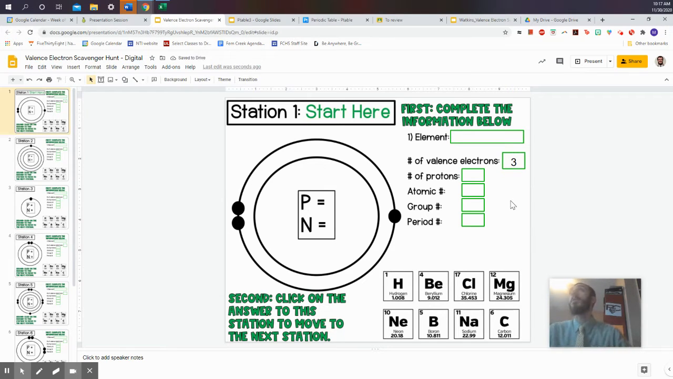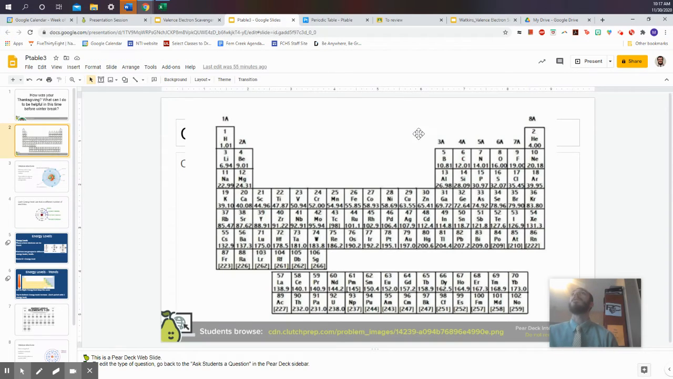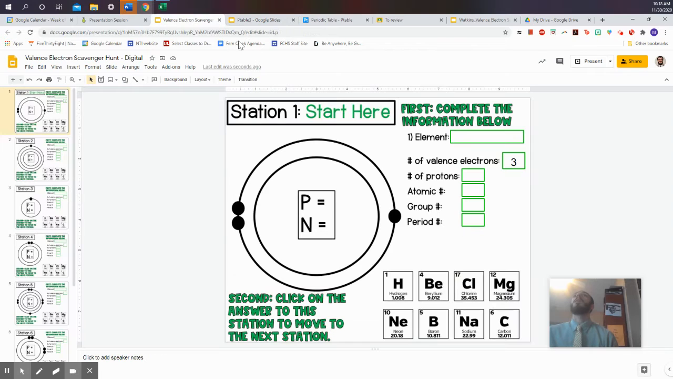Now, that's not enough information for me to figure out what element this is, but it tells me what column this is. So I know that it's one of these elements in this column, so column 3. All right. So the next thing I need to figure out is how many electron shells it has. So it has 1, 2 electron shells. So these rings are electron shells.